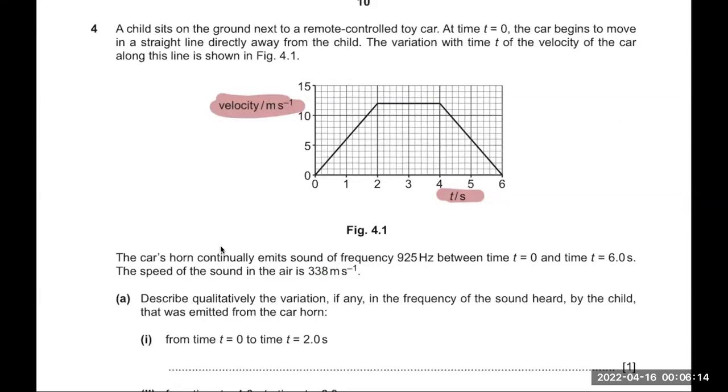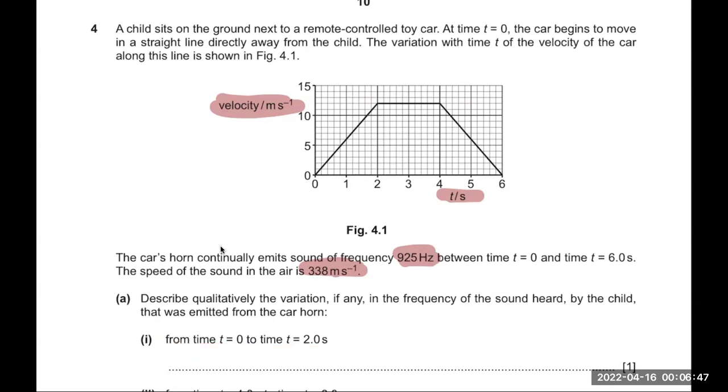So you're given a velocity time graph of a toy car. The car's horn continually emits sound of frequency 925 hertz between time t equals 0 and time t equals 6. The speed of sound in air is 338 meters per second. Describe qualitatively the variation, if any, in the frequency of the sound heard by the child that was emitted from the horn from time t equals 0 to t equals 2.